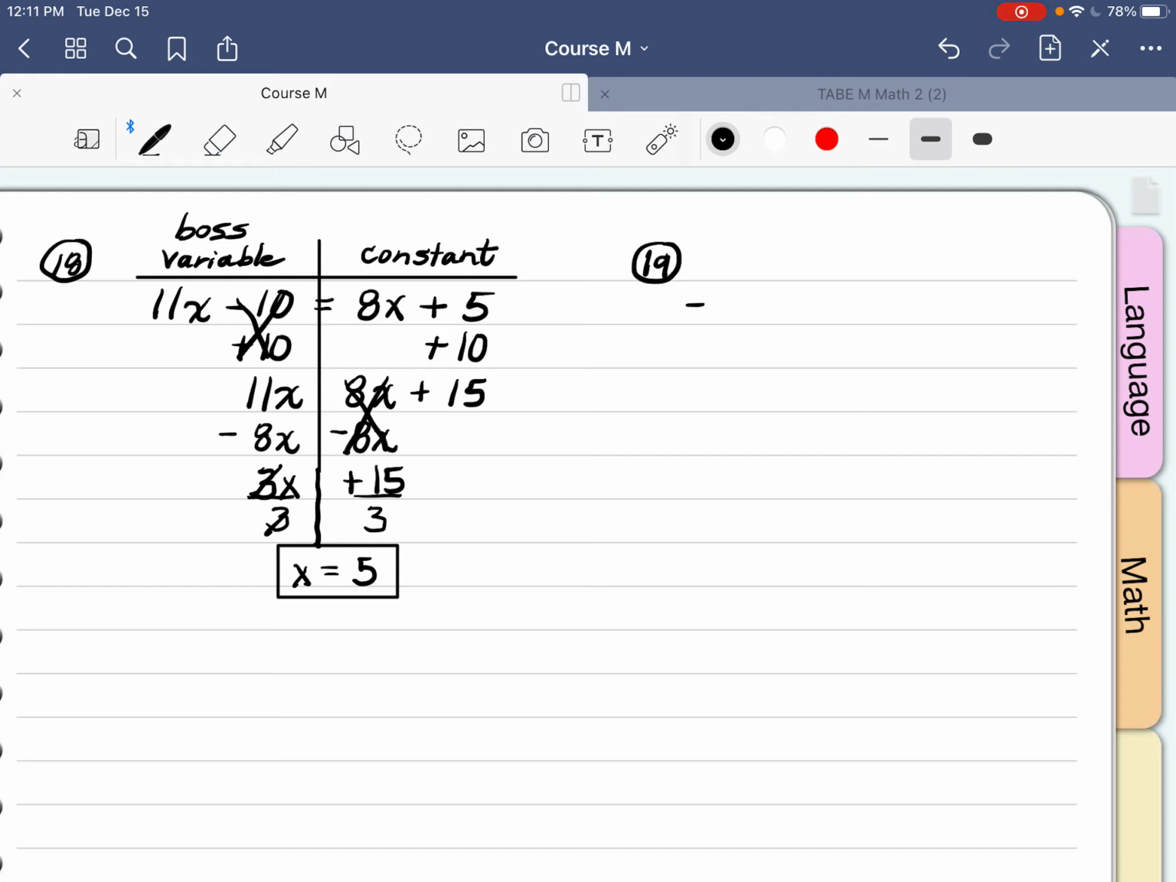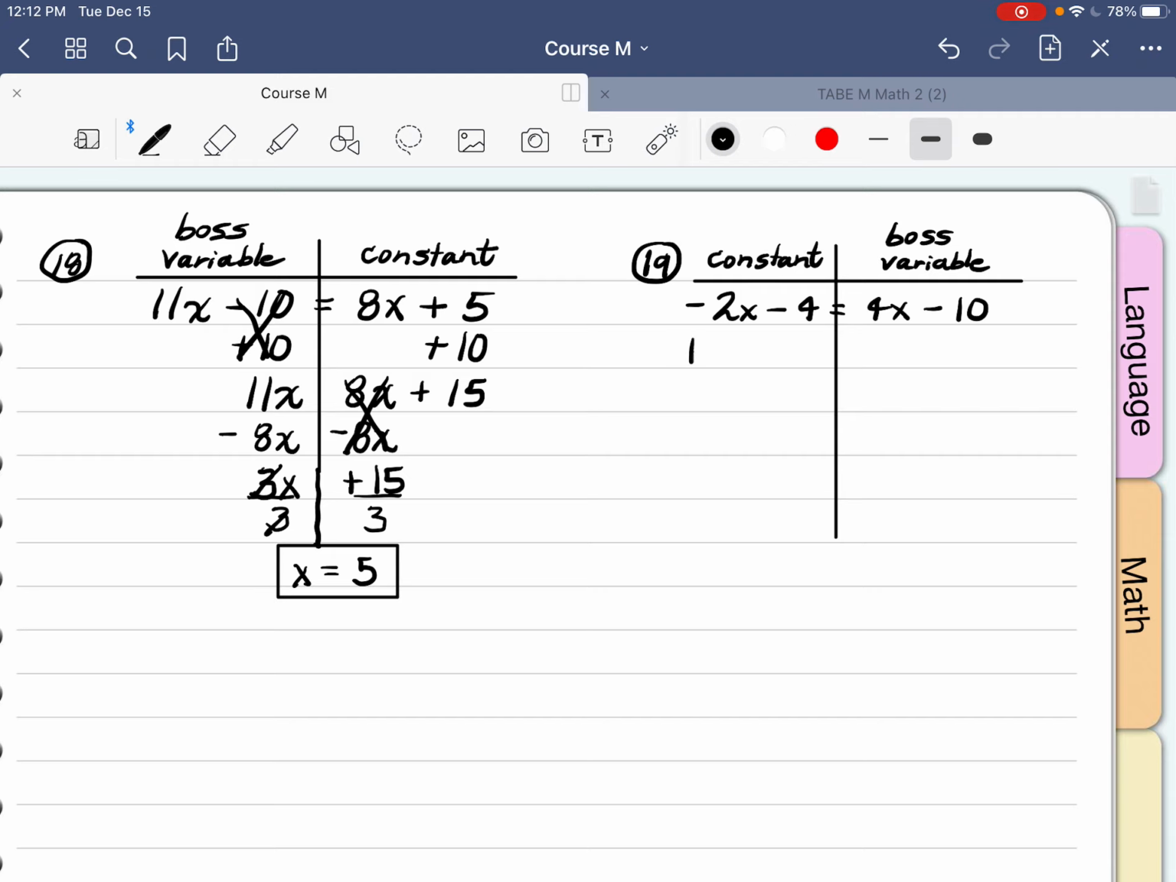Number 19, I have negative 2x minus 4 equals 4x minus 10. You can go ahead and draw your power t. You do have variables on both sides. You've got the 2 and the 4. I'm going to call this the boss. The 4 is bigger. It's also positive. And then let's make this the constant side.